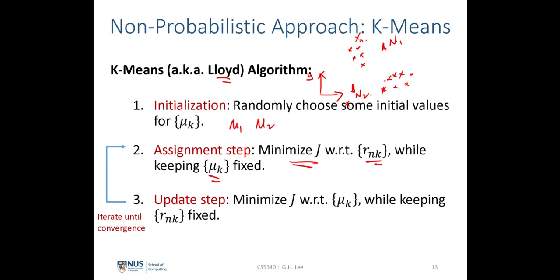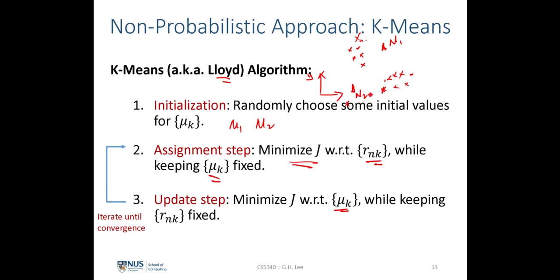After we have done this assignment step to minimize J with respect to the assignment variable, the next thing we will do is the update step, where we again minimize the cost function J, now with respect to mu, while keeping rnk, the assignment parameters, fixed.